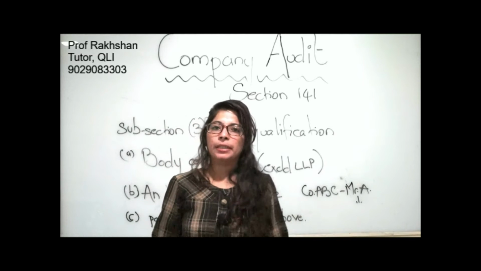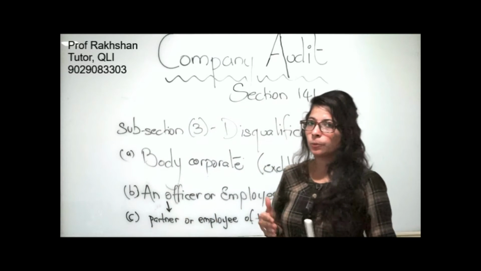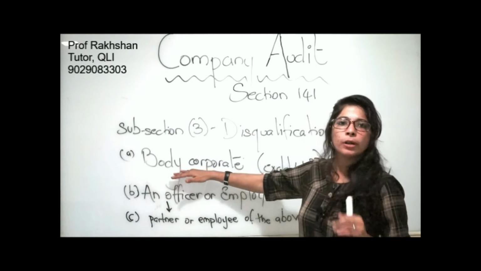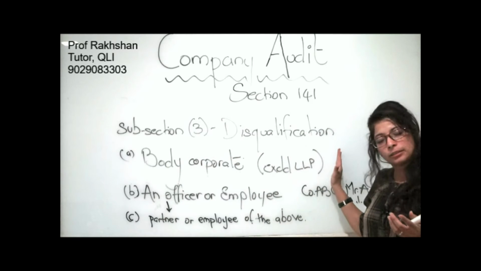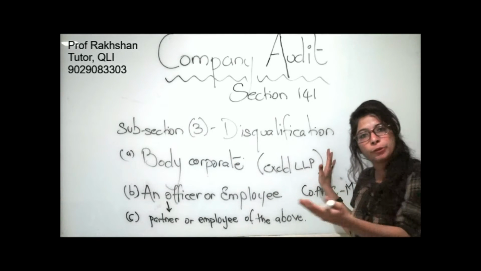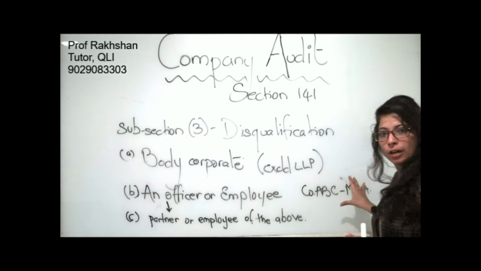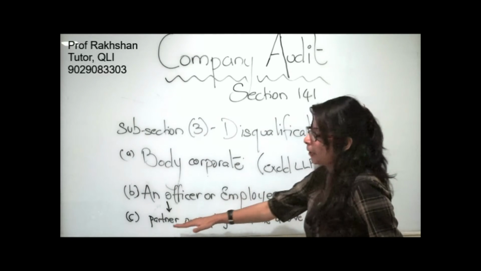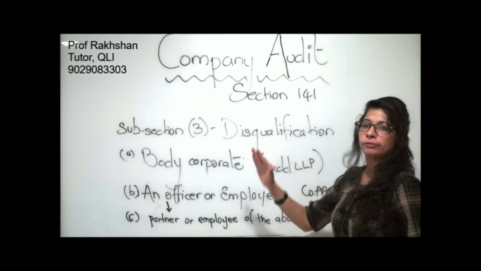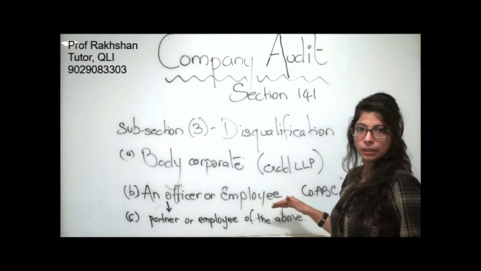So we've studied three parts till now, the three basic parts. We know that a body corporate will not be appointed, but this does not include LLP, which means a firm in an LLP is eligible. Then an officer and an employee of a company. Third, a partner or employee of the officer and employee of the company.